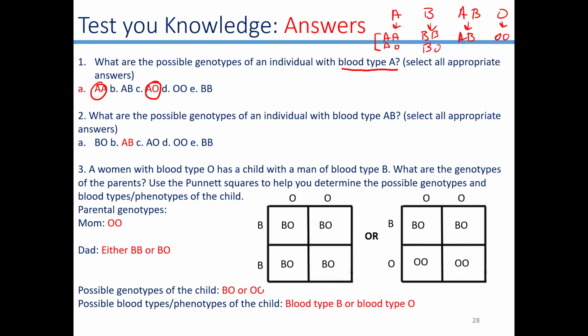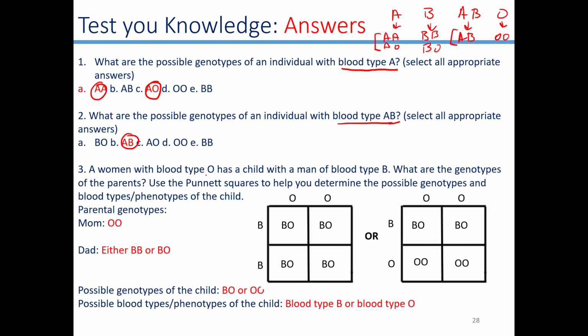What are the possible genotypes for an individual with blood type AB? We're going to go back again and check this out here. We know that in order to get blood type AB, we would need both dominant genes, A and B. And since it's codominant, both of them are going to show. So that means it's going to be this one right here, AB.